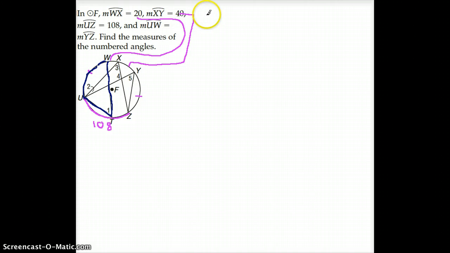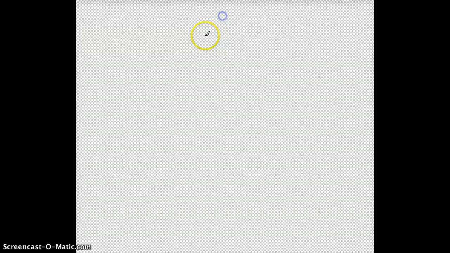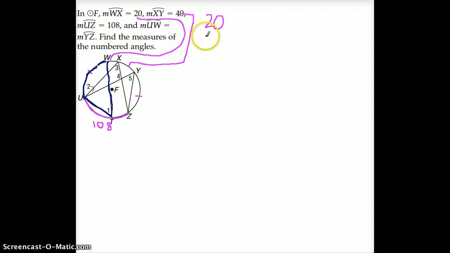So we know that we have 20, and then 40, and then 108. So we'll add these three up. That's going to be 168. And so that's these three, arc WX, arc XY, and arc UZ. That's the measure of those three.